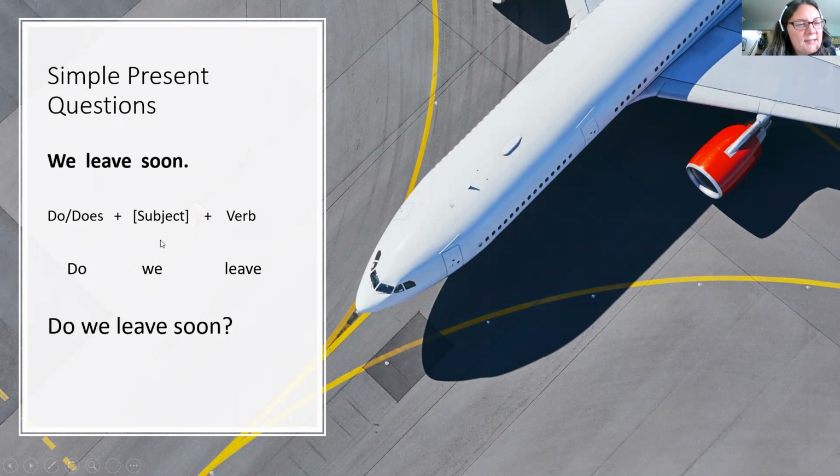Take a look at our sentence. Which word is our subject? Right, we. Okay. And if you remember the chart, we, does it take do or does? It takes do, correct. So we put that first, do, and then we use we. And now we look back up at our sentence. What's our verb? Leave, exactly. And when we write our sentence, we simply do, we, leave, and then we put the rest of our idea at the end. Soon. Do we leave soon? All right, easy. Let's check out another one.